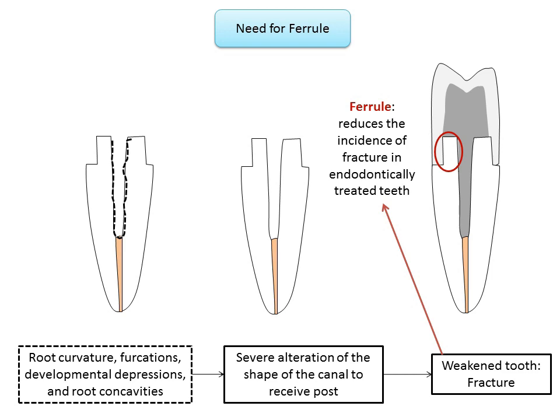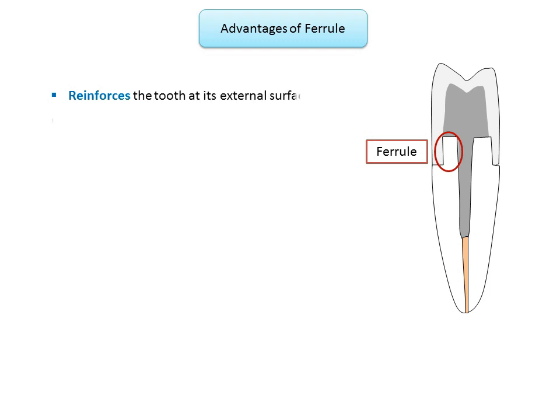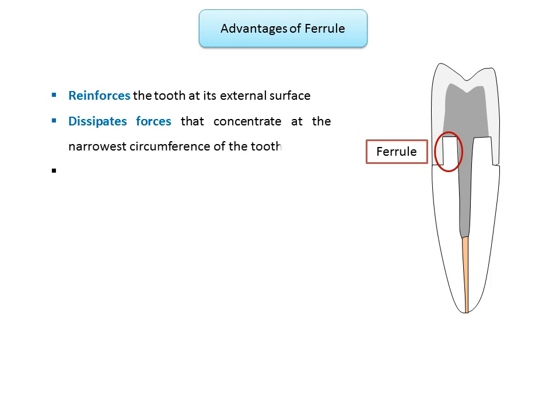So the advantages of incorporating a ferrule are: it reinforces the tooth at its external surface, so it acts like a band which embraces the cervical portion, which is the most vulnerable region of the tooth, and retains its structure. It dissipates forces that concentrate at the narrowest circumference of the tooth, that is, in the cervical region. It promotes a hugging action by holding the circumference of the tooth.